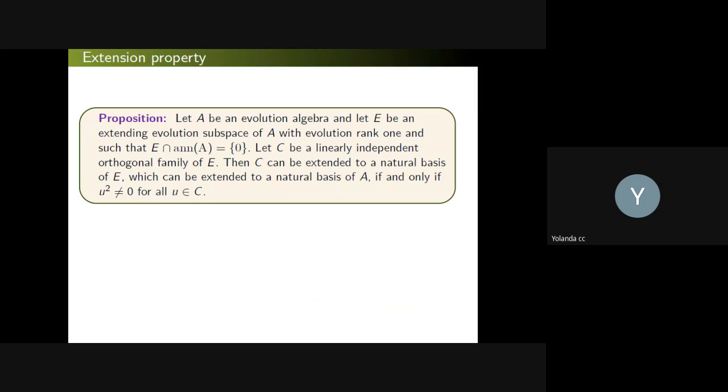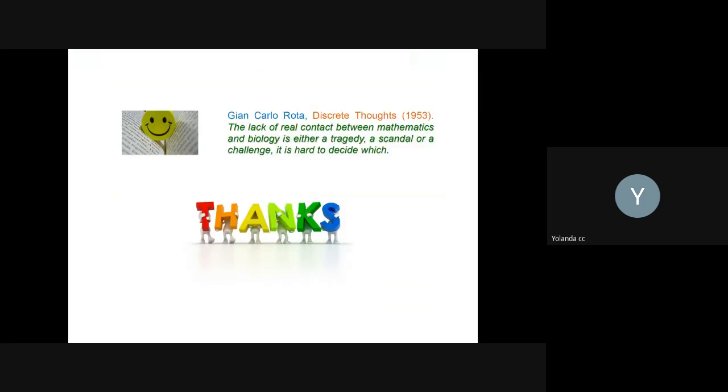Finally, we can say that a linearly independent orthogonal family of an extending evolution subspace of an evolution algebra can be extended to a natural basis if and only if their squares are non-zero. And that's all. Thanks for everything.